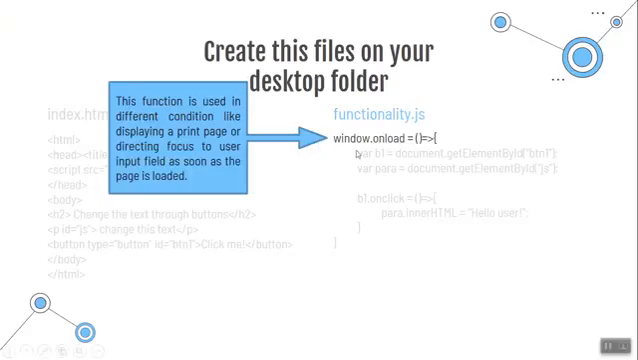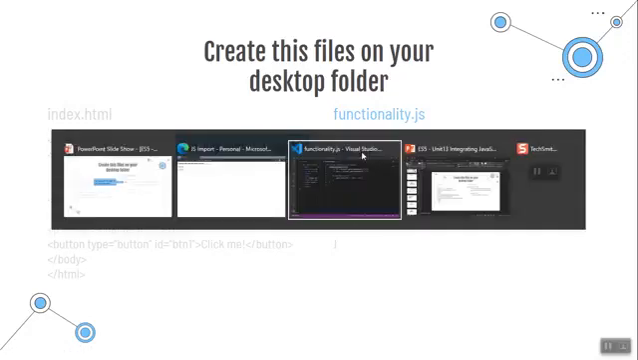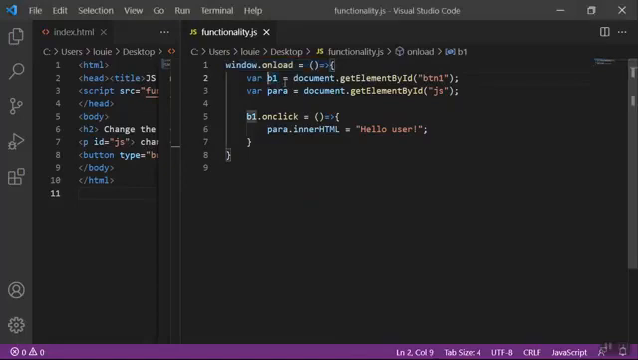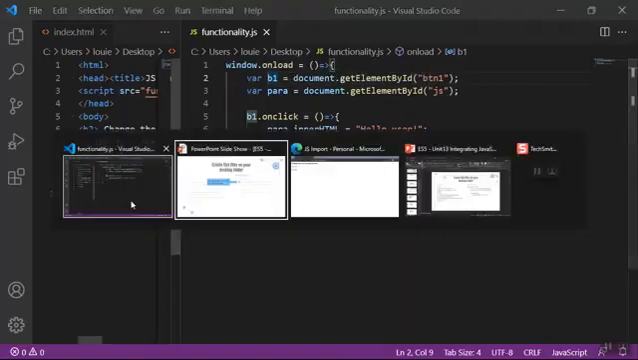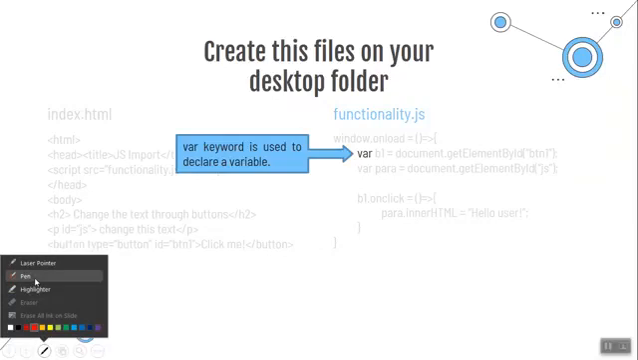So next, var. The var keyword is used to declare a variable. Okay, so var is a keyword. It says here that we have the var b1, var para. So how does a variable work? Remember on your math lessons, a variable is a container of a value.